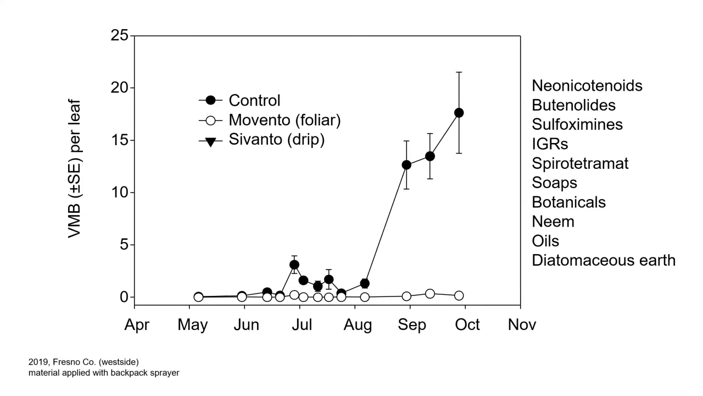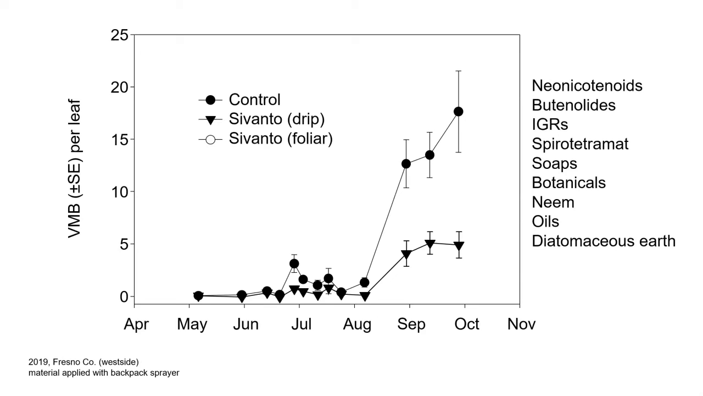In most of our trials, the Movento spirotetramat has been our best product. We've got our control up here, Movento down below. We'll look at Sivanto as a drip here. Sivanto as a drip applied back here in May or June, when we were putting on Movento, gave us pretty good control, started to break down a little bit after August. We removed Movento and added Sivanto as a foliar, which was applied right here in early July, and it gave us pretty good control going out into October.